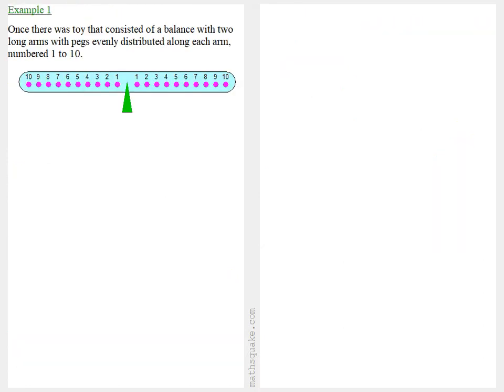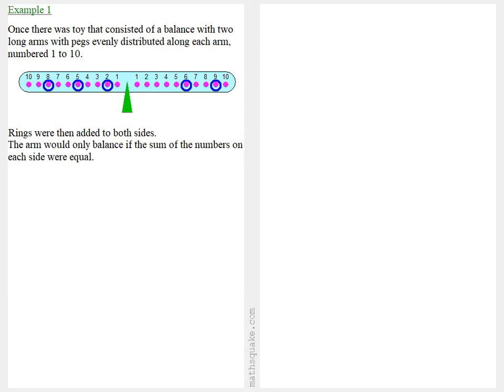Let's look at an example, example 1. Once there was a toy that consisted of a balance with two long arms with pegs evenly distributed along each arm, numbered 1 to 10. Rings were then added to both sides. The arms would only balance if the sum of the numbers on each side were equal. This was a way for children to practice adding up numbers.